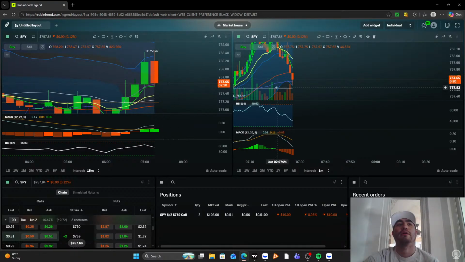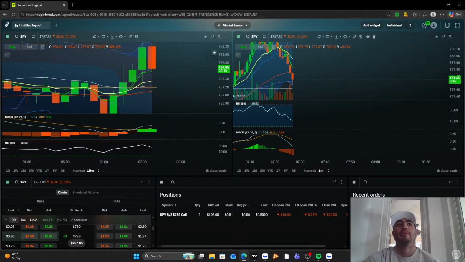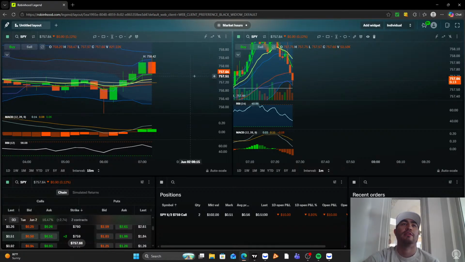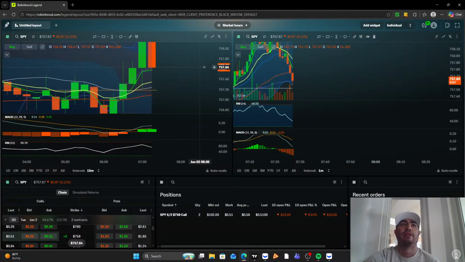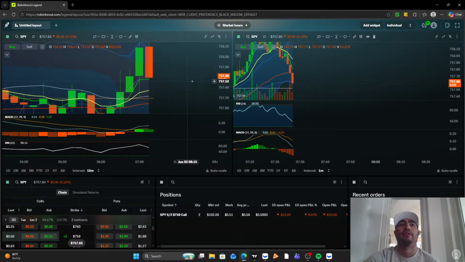All right, here we go. I'm really banking on this 15-minute here. I don't like the MACD on it. We got 2 minutes until the next candle. Let's see if this candle holds or not.